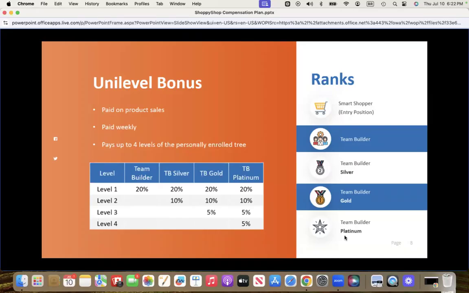We have 4 ranks. There's 5 listed there. The first one is really an entry position. We call it Smart Shopper. That's just somebody who came in, they paid their sign up fee, but they probably really haven't engaged much in the business. Then we have, of course, the team builder silver, the team builder gold, and the team builder platinum. Okay, next slide.